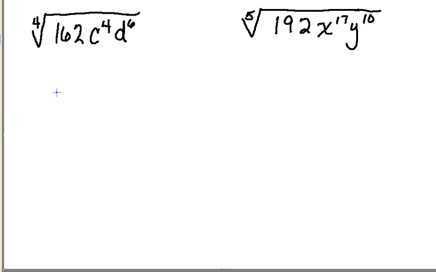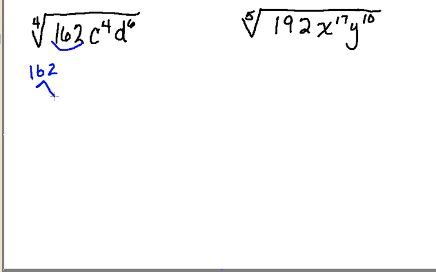Hi, in this video we will talk about simplifying radicals by factoring. Whenever you have a number up under your radical, the first thing you want to do is find all your prime factors of that number. So I'm going to start with 162 and find all my prime factors.